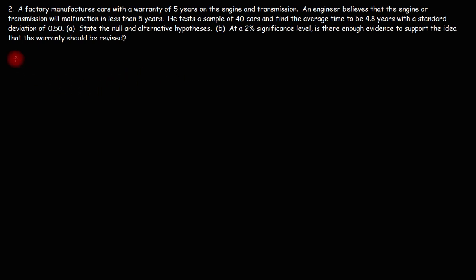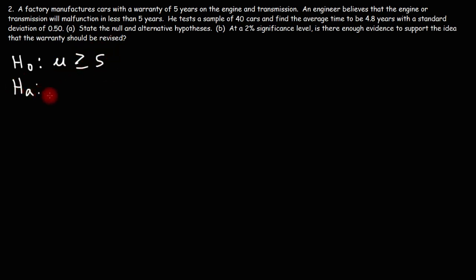So let's start with the null hypothesis. The factory has a warranty of 5 years. Basically, they believe that the car is not going to have any issues with the engine or transmission for 5 years or more. So we could say that for the null hypothesis, the mean is going to be equal to or greater than 5 years.